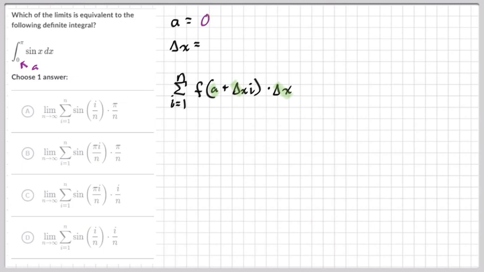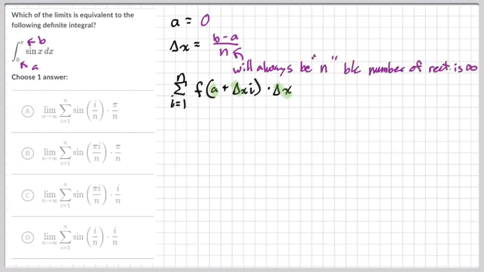And for our delta X, we need to know what the A and the B are, because that's our lower and our upper bound, and that'll give us our interval. Wow, I'm having trouble with my words. We know the top number on our integral sign is the B, and so we're going to go B minus A divided by N. That's the number of rectangles, and we're always going to leave this as N because what we're doing here is we're taking N to infinity. Okay, that's the number of rectangles, infinite rectangles.